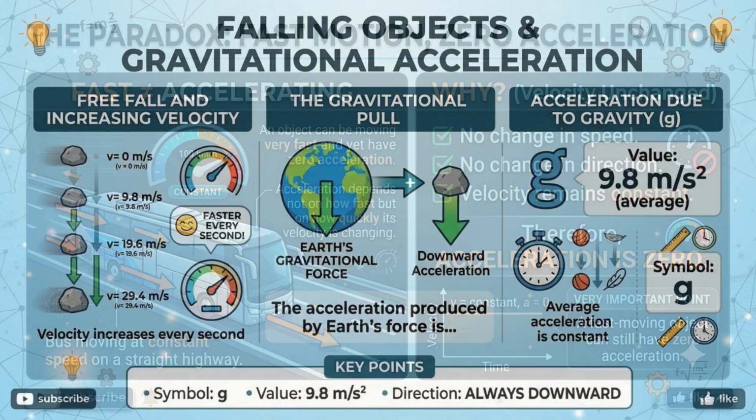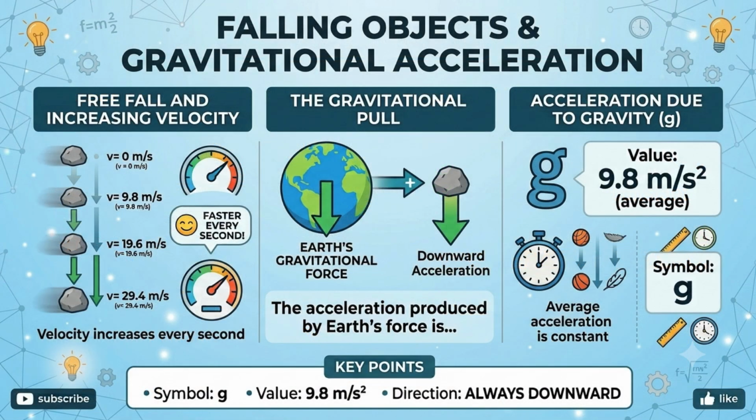Drop an object, and what happens? It falls. But it doesn't just fall at a steady speed, it actually gets faster and faster every single second it's in the air. This constant speeding up is caused by a very specific force called Earth's gravity. And the acceleration produced by this pull has a special name. We call it acceleration due to gravity. In physics, we give it the symbol g. And on Earth, its average value is a constant 9.8 meters per second squared.